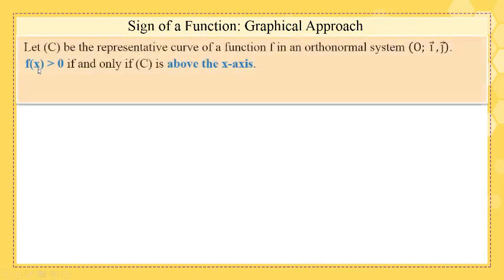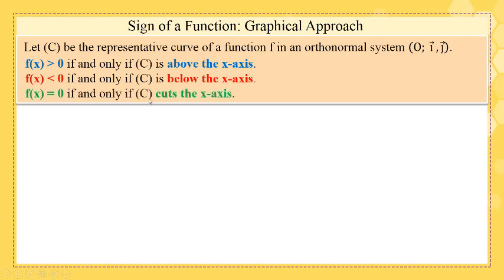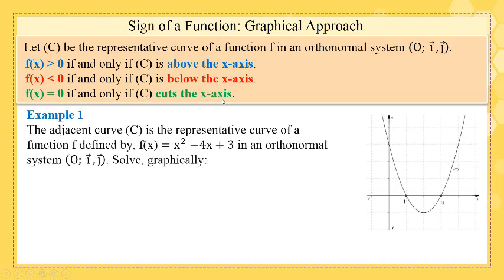Now we will start with the first objective in this video, which is the sign of a function. f of x is positive if and only if C is above the x-axis. f of x is less than 0 if and only if C is below the x-axis. f of x equals 0 if and only if C cuts the x-axis.